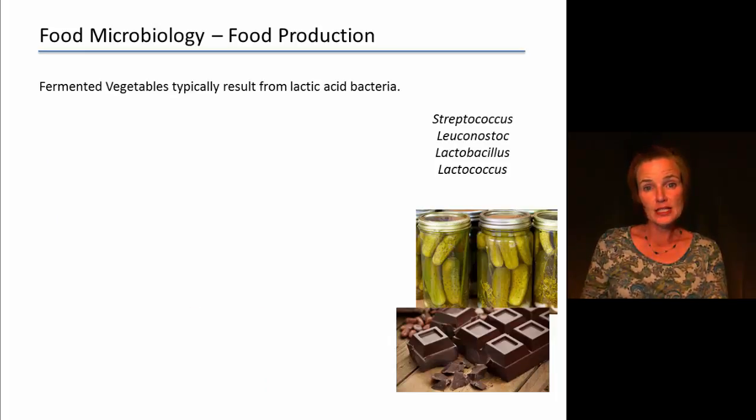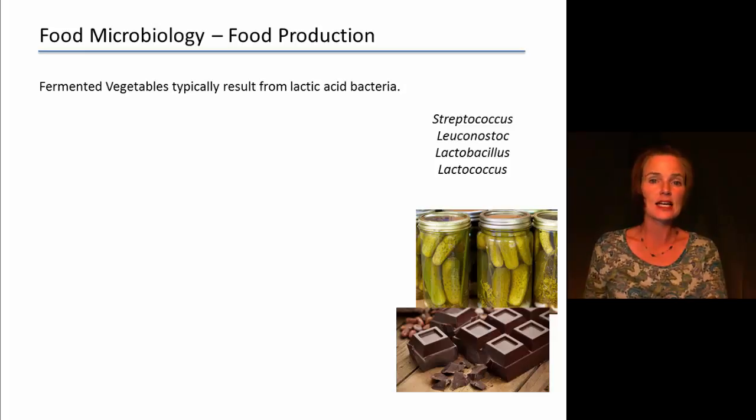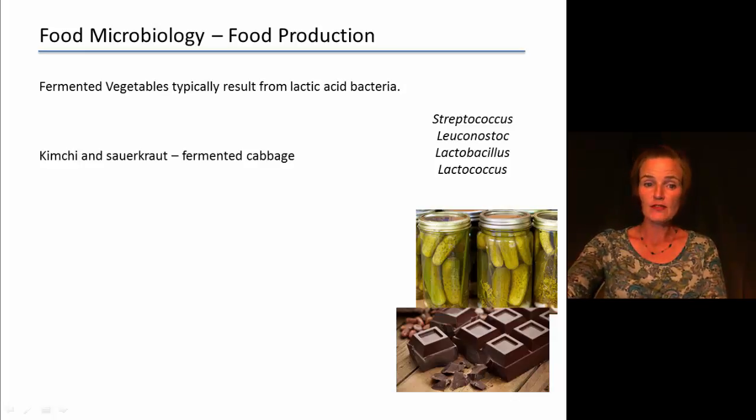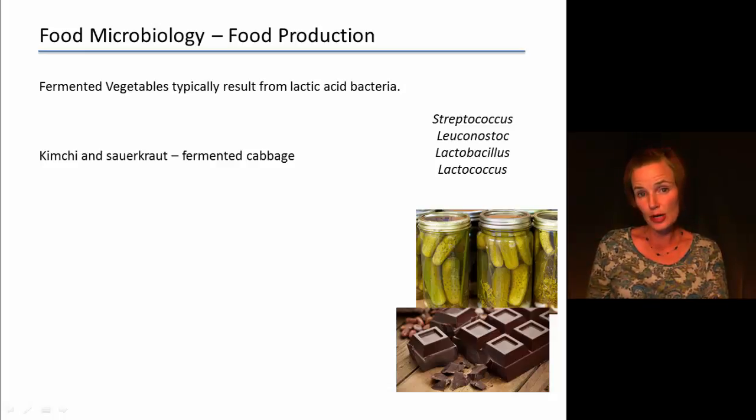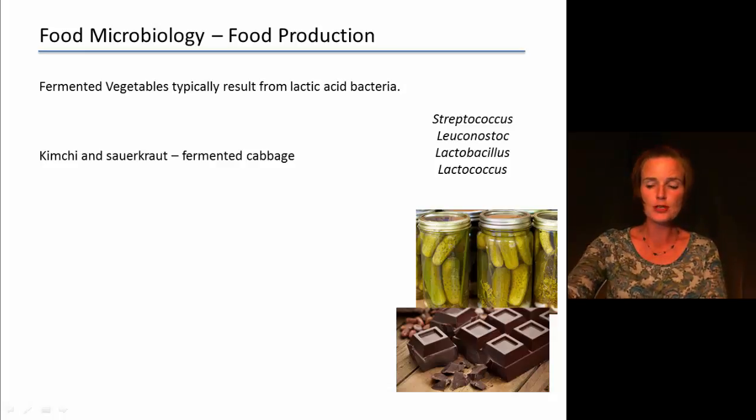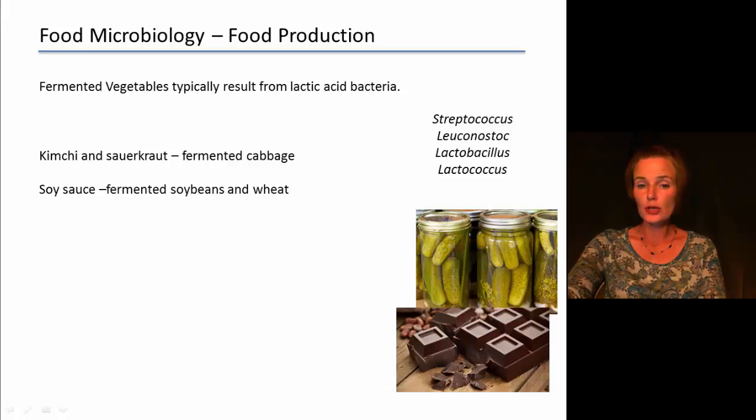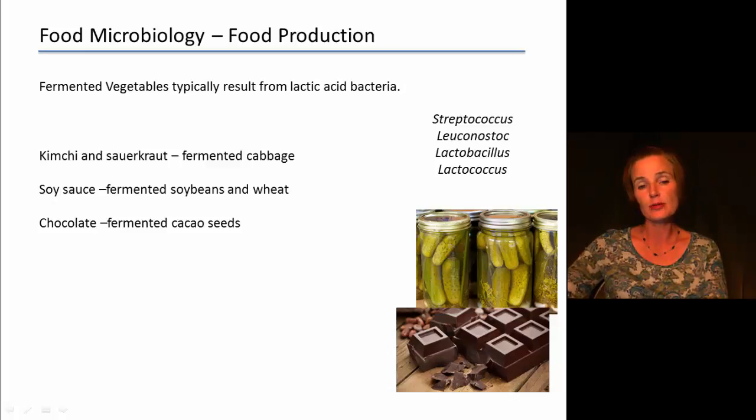There are a lot of different fermented foods that result from microbes being present. Fermented vegetables, typically these are going to result from lactic acid bacteria. Here we can see a list of 4 different lactic acid bacteria: Streptococcus, Leuconostoc, Lactobacillus, and then we also have Lactococcus. Different types of fermented vegetables that we can have: kimchi and sauerkraut. These are both going to be fermented cabbage. Soy sauce is fermented soybeans and wheat. Chocolate is actually a fermented product. This is going to be produced by fermented cacao seeds.